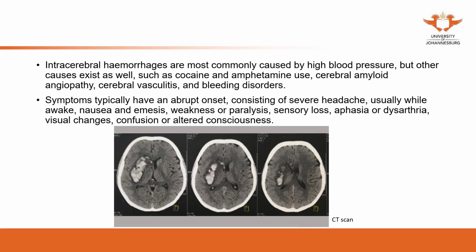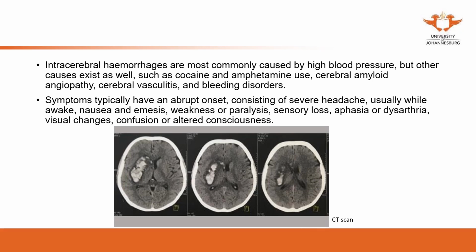The typical symptoms of ICH: abrupt onset, consistent severe headache that usually awakens the patient, nausea, weakness, hemiplegia, visual changes. Most of these symptoms are due to the changes of the pressure in the brain.